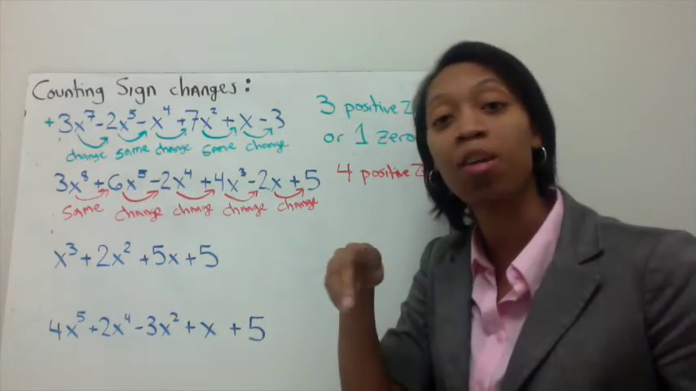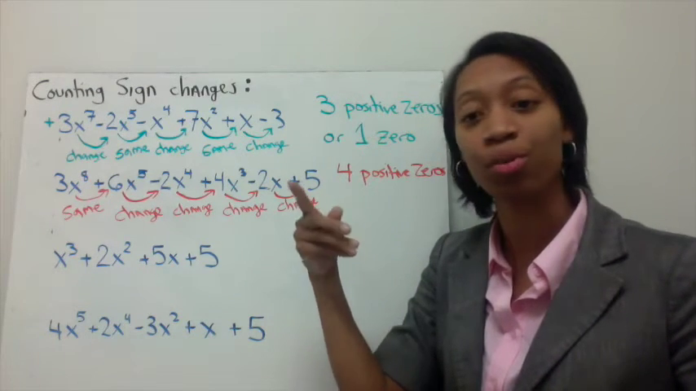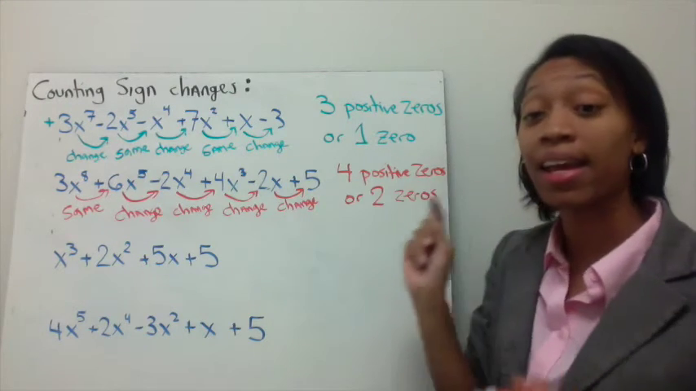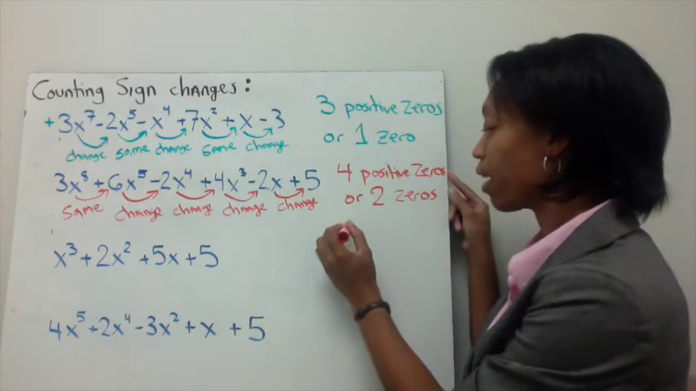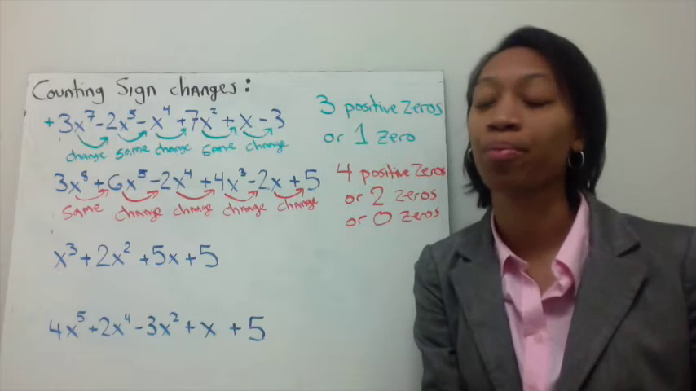Or, counting down by 2's, going from 4, I could also have 2. 4 minus 2 gives me 2 zeros. And I can go down by 2 again. 2 minus 2 is 0, or I could have 0. So I either have 4, 2, or 0 zeros.